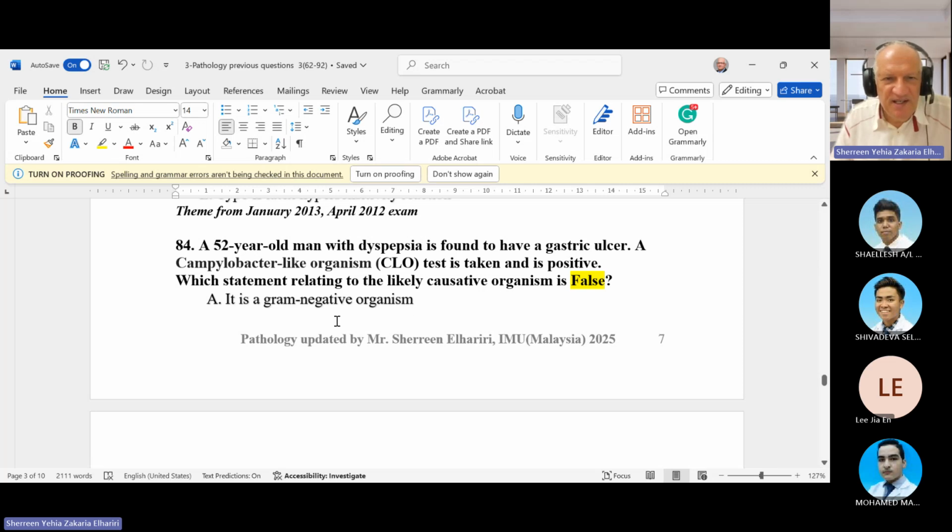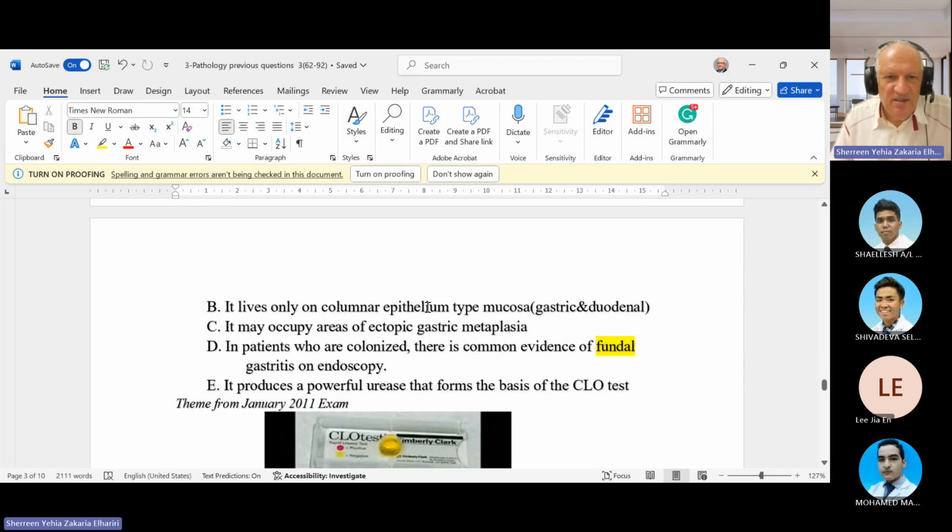So H. pylori is a gram-negative organism, yes, true. It is spiral, flagellated, gram-negative, urease producing. So it lives only in the columnar type because of gastric and duodenum. Gastric and duodenum, yes, correct. It may occupy areas of ectopic gastric metaplasia.